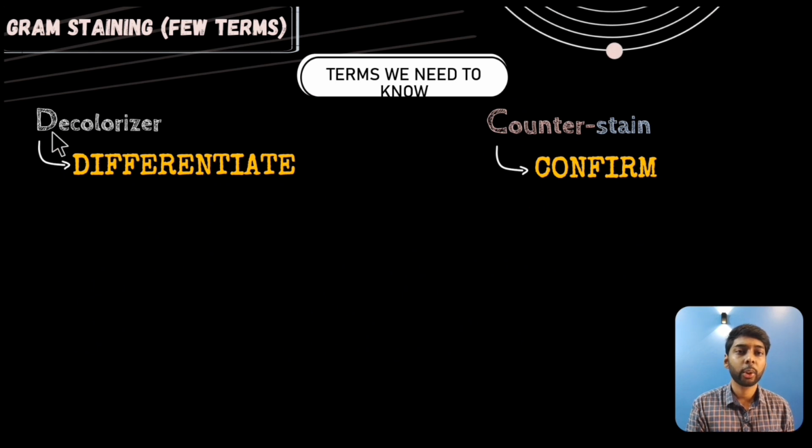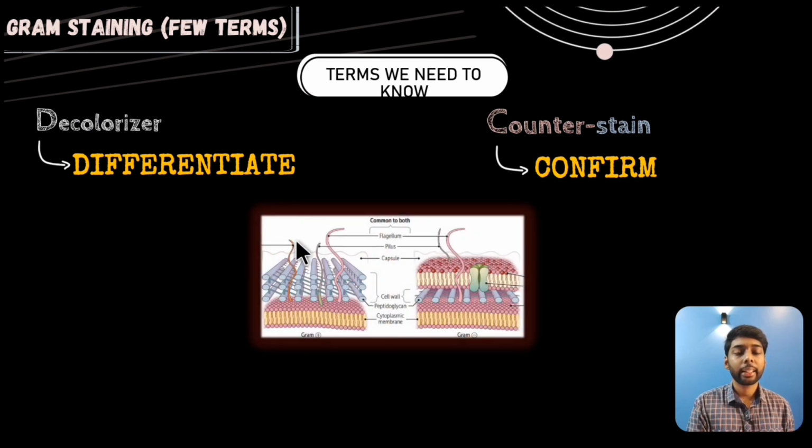So a few more terms, decolorizer. Well, like I said, the primary stain is used only to stain both the bacteria or both of the types of bacteria the same way. So we use the decolorizer to differentiate between the two types of bacterial cell wall. As the name suggests, again, it's pretty self-explanatory that decolorizer will try to decolorize the cell wall. And it's pretty intuitive to think that the thicker cell wall won't want to give up its primary stain. So the decolorizer will almost be ineffective in case of the thicker gram-positive cell wall.